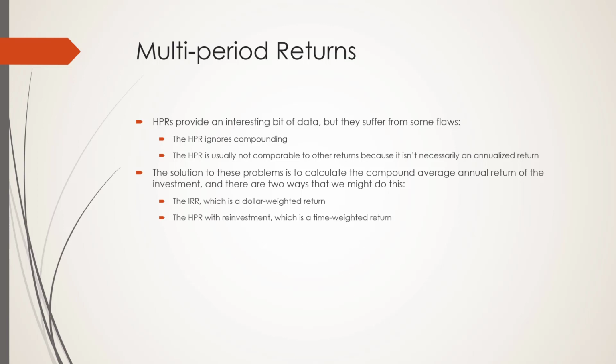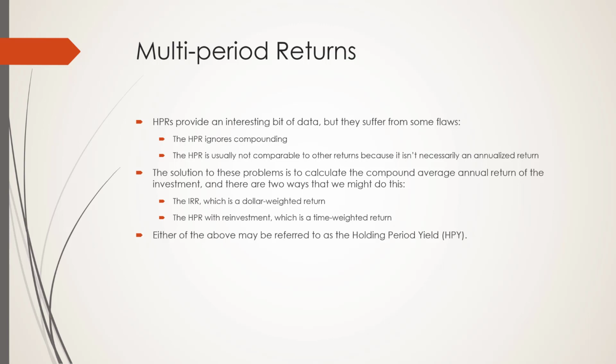So the other way that we can do this is something that I call the HPR with reinvestment. So what we're going to do is take those cash flows and reinvest them. This gives us something that's known as a time-weighted return, because all that matters is the per-period returns and the total amount of time. So a portfolio manager that does not control cash inflows and outflows from the portfolio should be evaluated with a time-weighted return, not a money-weighted return.